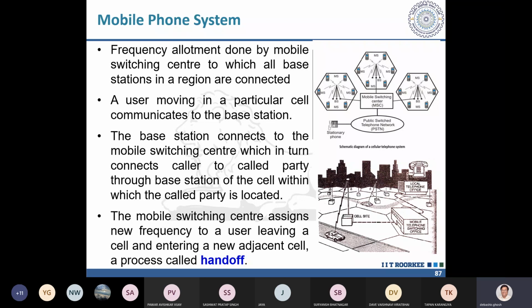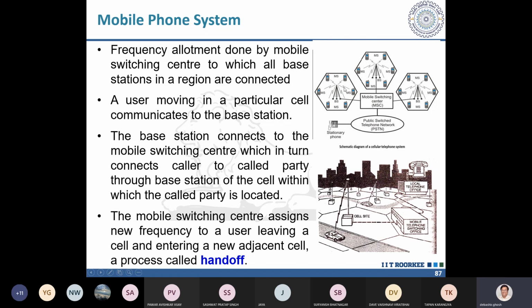How the mobile system works is like this: there should be one mobile switching center. This is actually the controlling center, which will allocate the frequencies to the defined cells, the base stations, and the mobile users. This is what controls the frequency allotment. Okay, this mobile switching center.